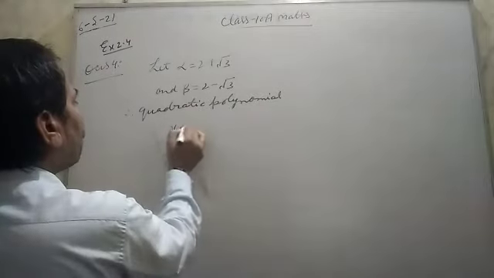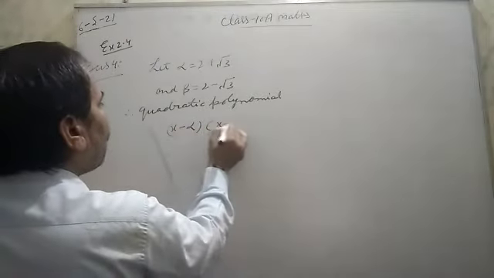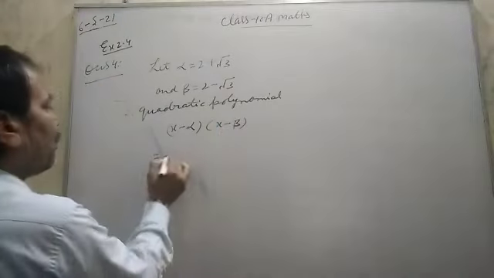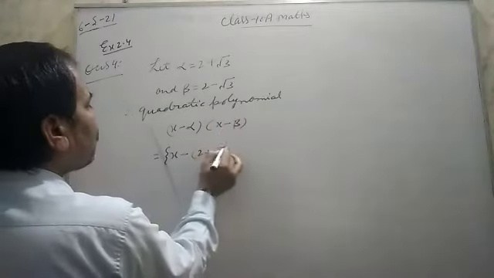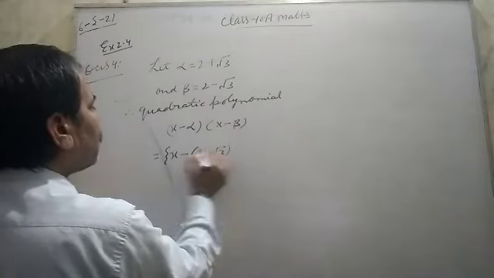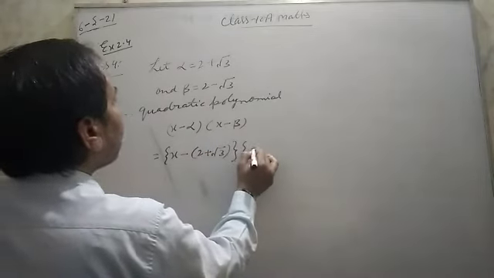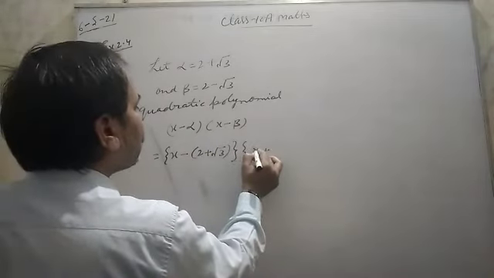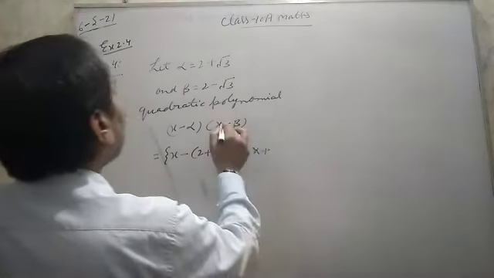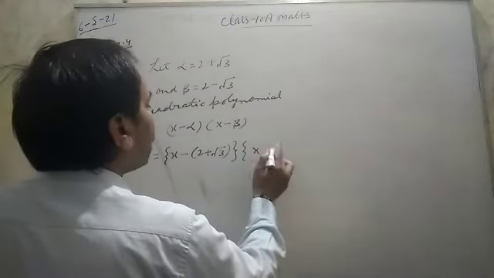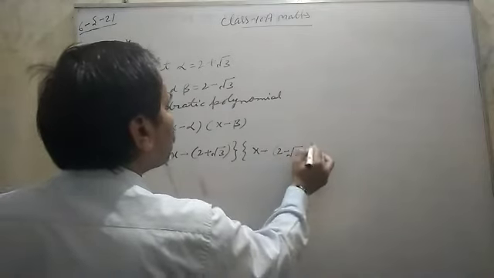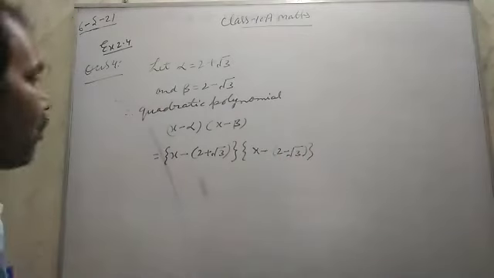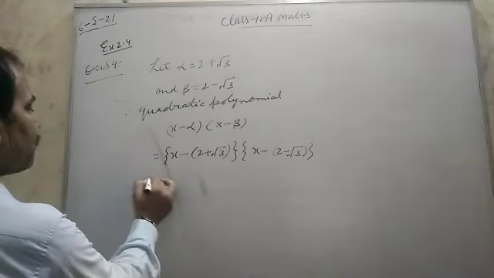Quadratic polynomial: (x minus alpha)(x minus beta). So x minus alpha, that is 2 plus root 3, and x minus beta, where beta is 2 minus root 3. Then simplify it.